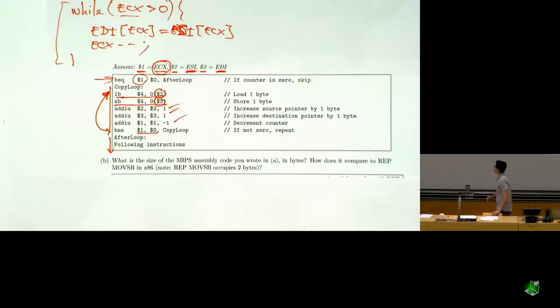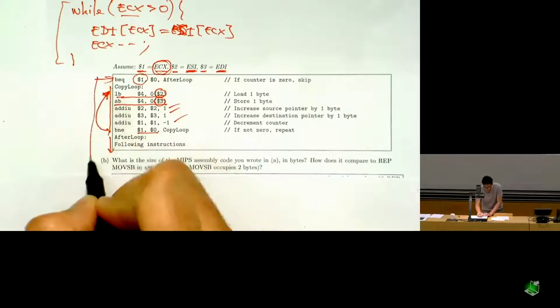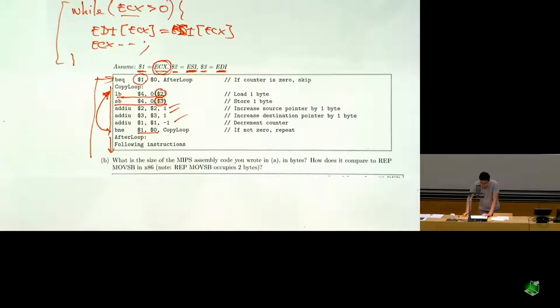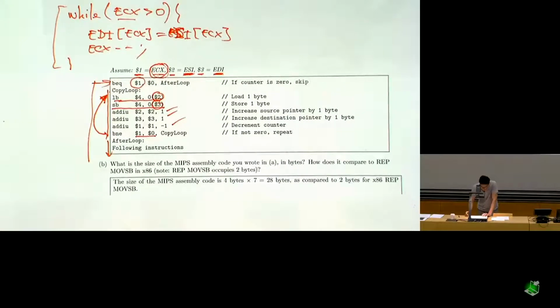In this second part of the exercise, it says, what is the size of the MIPS assembly code you wrote in A in bytes? How does it compare to rep movsb? And it says, note, rep movsb occupies 2 bytes. So this Intel x86 instruction occupies 2 bytes. And the question is, how many bytes does this code that we have just written occupy in memory? Well, as you know, in MIPS, every instruction is stored in 4 bytes. And if you count the total number of instructions, this is 7. So the total size of this code is 28 bytes compared to the 2 bytes of the original instruction in the x86 ISA.